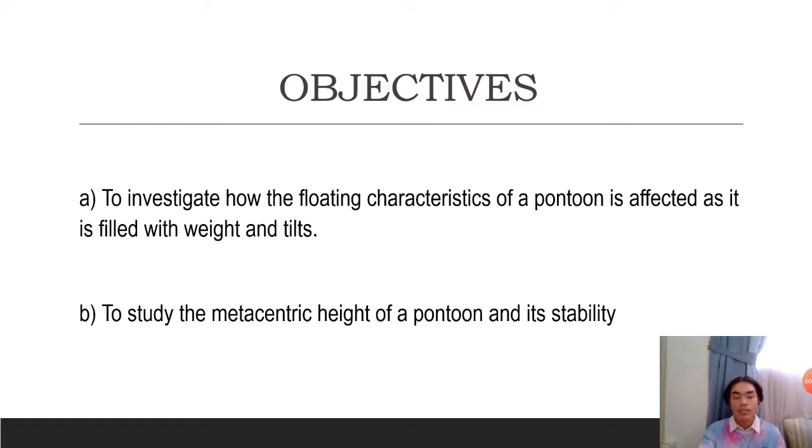Objectives. First is to investigate how the floating characteristics of a pontoon is affected as it is filled with weight and tilt. Second is to study the metacentric height of a pontoon and its stability. These two objectives are why we decided to start the experiment, so that we can know more about floating characteristics, which is in general called buoyancy.